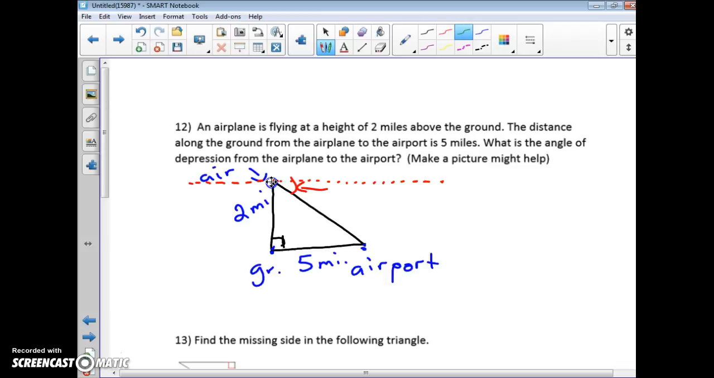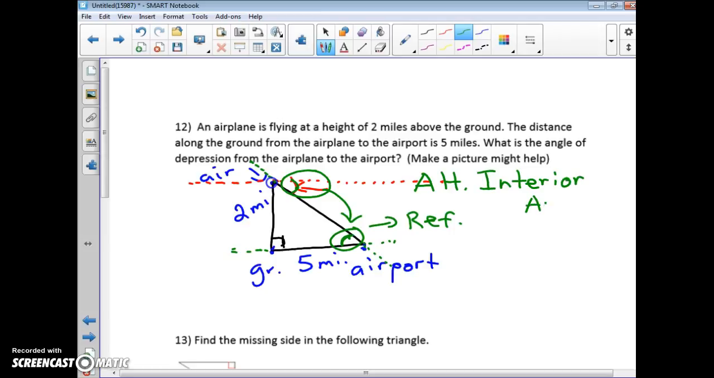But if I remember something very, very old, if I were to extend this and imagine that the ground is flat also, this angle and this one are alternate interior angles. So what I could do is say, well, those angles are the same, so I can just use that for my reference angle. So again, I got from this point to this one by knowing alternate interior angles, something very, very old. Okay? So I'm going to use trig to let me find that angle.